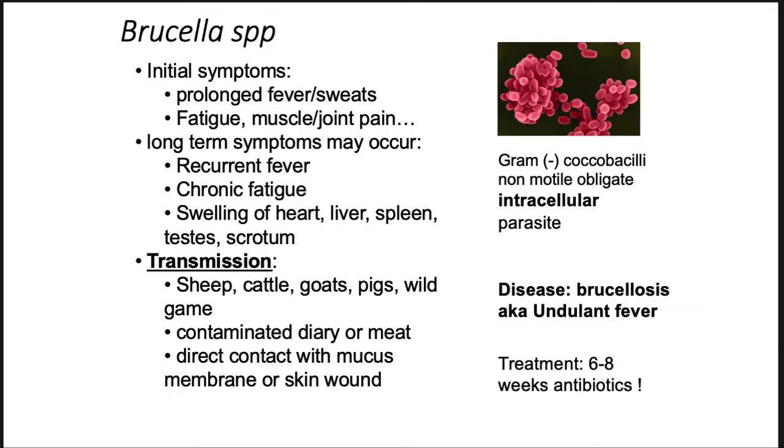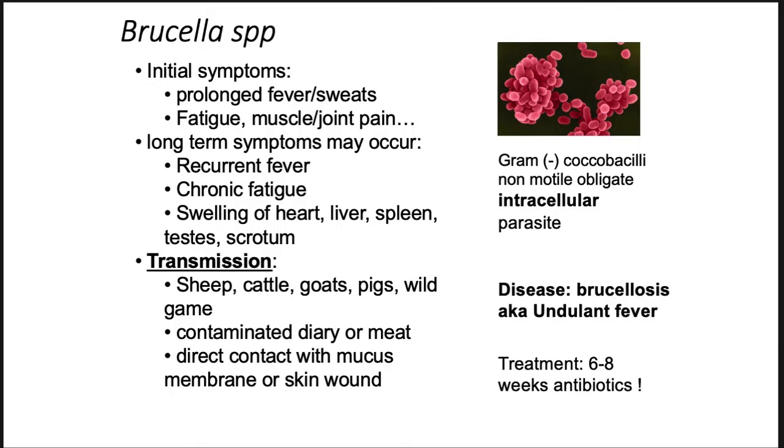Everything we're looking at right now is gram negative, but this is an example of a cocobacilli. It's very small, and it's in between. It's not quite circular, and it's not quite rod-shaped, right? It's in between. This is also an intracellular pathogen, okay? And the disease, sometimes we just call it brucellosis after Brucella, and sometimes we call it undulant fever for this recurring fever. Treatment is 6 to 8 weeks on antibiotics because it's very hard to kill this intracellular pathogen.